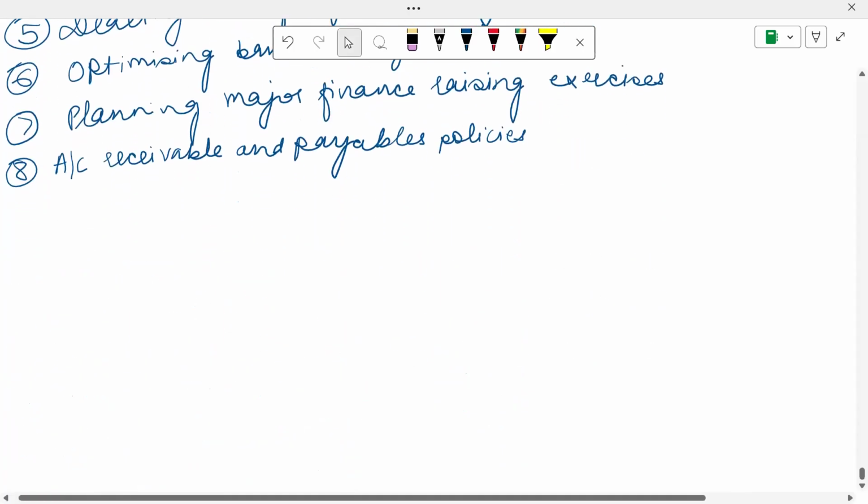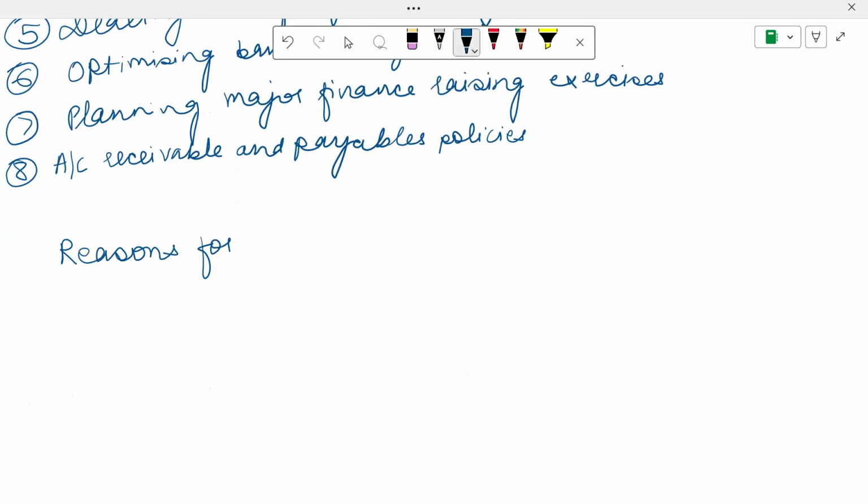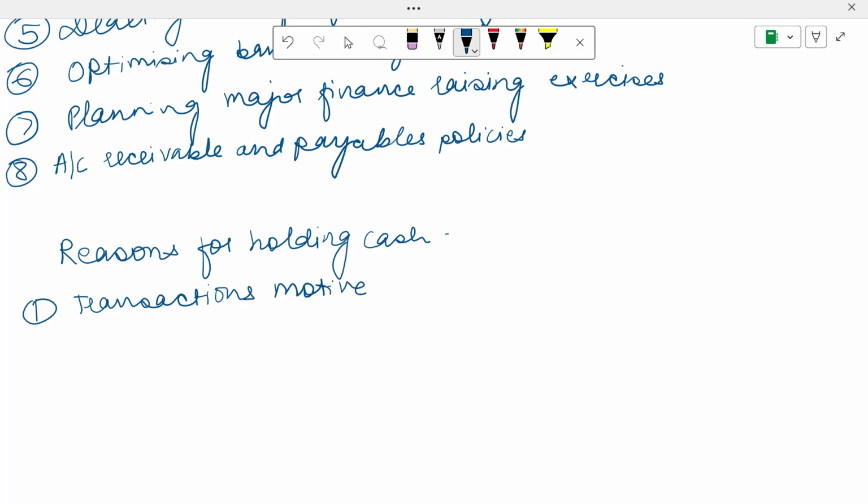Now, the next concept that we talk about are the reasons why a business will hold cash. So obviously, holding cash for a very big amount is not good, because the cash could have been put into certain investments which could have given you good returns. So now that you are holding cash, why will a business hold cash? There are three motives that we widely have. Number one is the transactions motive.